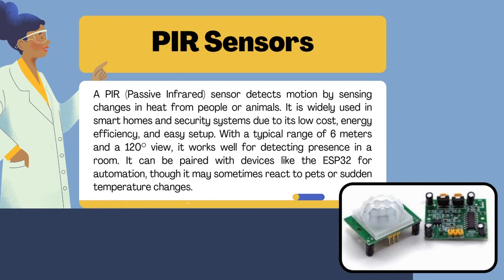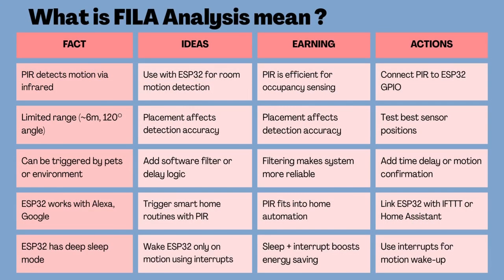PIR sensors, which stands for passive infrared sensors, detect motion by sensing changes in heat from people or animals. They are widely used in smart home and security systems due to their low cost, energy efficiency and easy setup. With a typical range of 6 meters and a 120 degree view, it works well for detecting presence in a room. It can be paired with devices like the ESP32 for automation, though it may sometimes react to pets or sudden temperature changes.